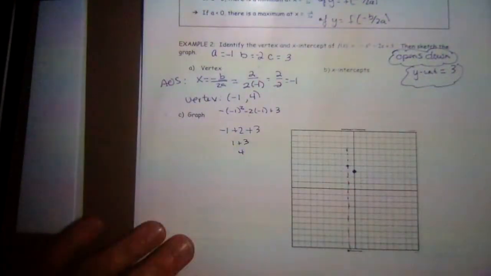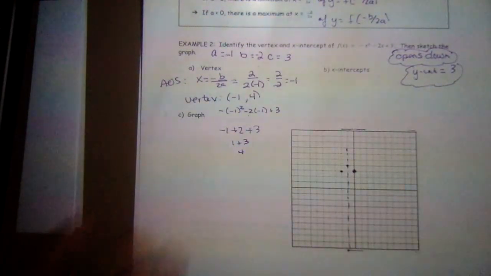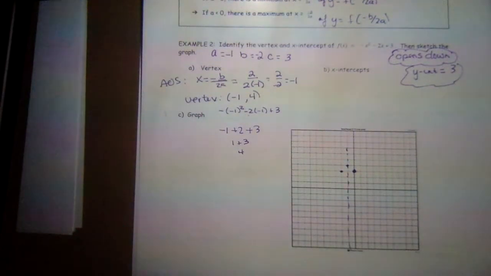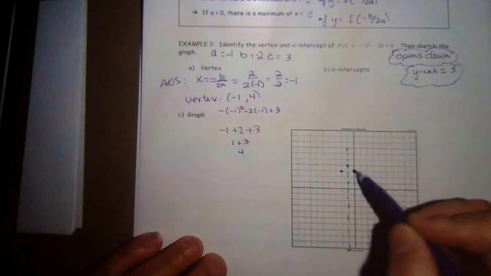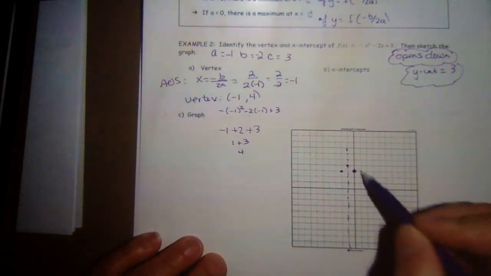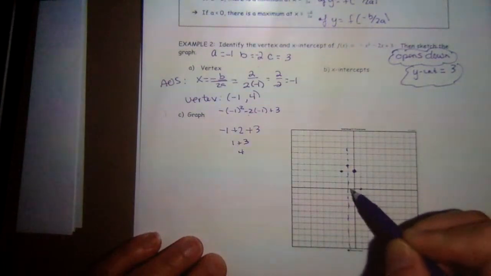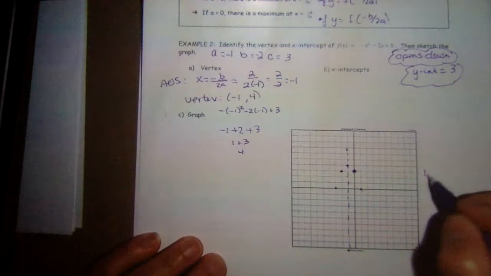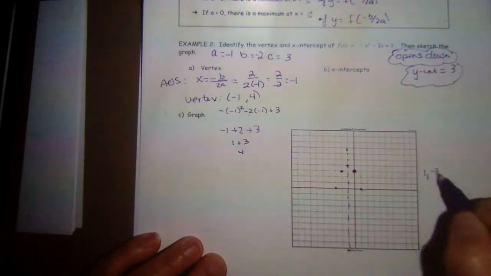We can mirror that y-intercept. Do we know the shape of this? It's the same as your parent function, right? So that means if I go over 1, down 1, I should go over 2, down 4. So I should have x-intercepts at 1 and negative 3.